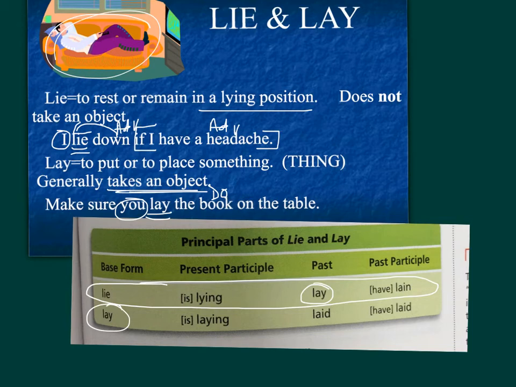Also, lain is not a word that you hear very often, so you need to be attentive to knowing the forms of lie and lay. You need to memorize them, and you need to remember that the one on the top is typically intransitive. That's how you're going to tell the difference. If it's an intransitive verb, you're working on this top row.